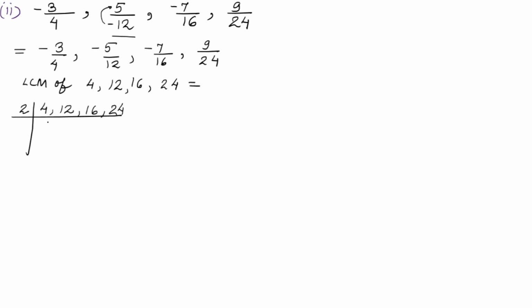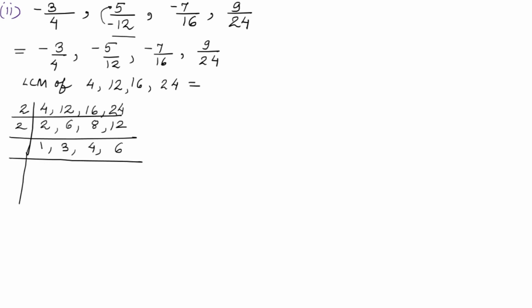Now let us divide it by 2. So you get here 2, 6, 8, 12. Again divided by 2, so you get here 1, 3, 4 and 6. Divide it by 2 again. So you get here 1, 3, 2, 3. Next divided by 2 again. So you get here 1, 3, 1, 3. Likewise, when you divide it by 3, you ultimately get 1 here.